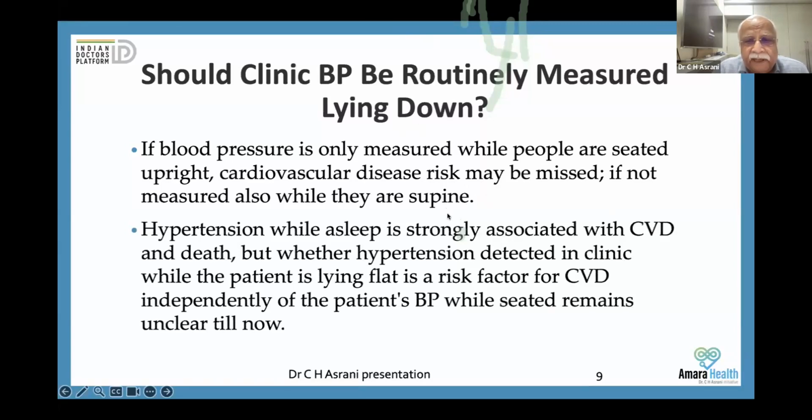Hypertension while asleep, again repeating, is strongly associated with cardiovascular disease and death, but whether hypertension detected in clinic while the patient is lying flat is an independent risk factor for CVD, and the patient's BP while seated, remains unclear till now. That is still being researched. Hypertension while asleep, when the patient is sleeping.